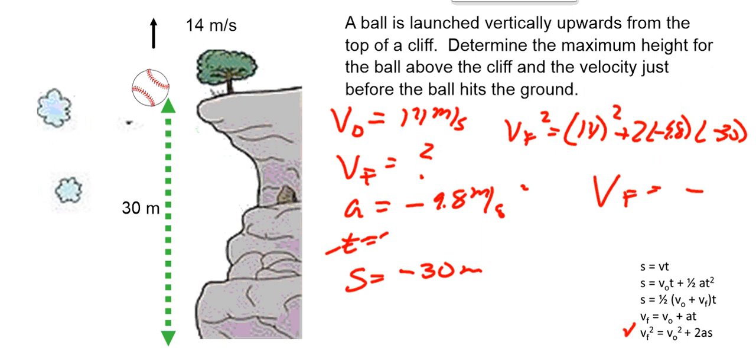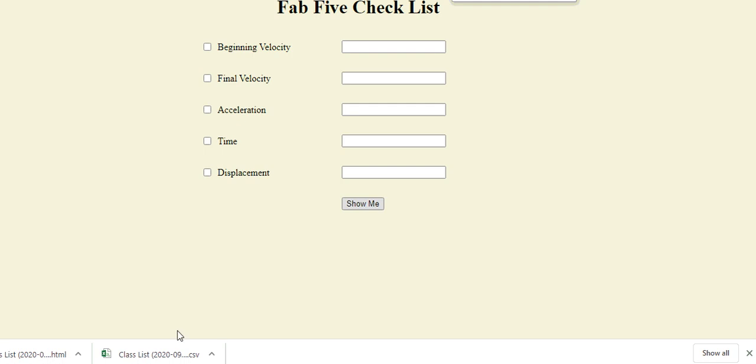Now I do have a quick application that can help you with these questions. It's a link next to this assignment. It's called the Fab Five checklist. And I'll just make up a hypothetical question here. Let's say I have an object with a beginning velocity of 5 meters per second. So I can write 5 meters per second here. And I'll click, that's a beginning velocity. And then it gives us a final velocity of 15 meters per second. So I put that in there and I check that.